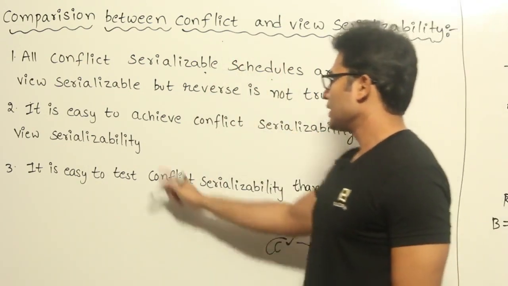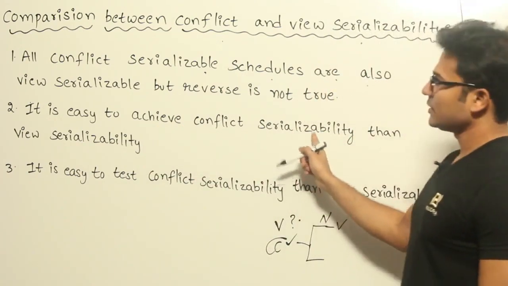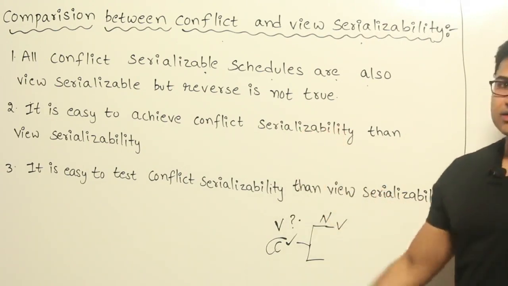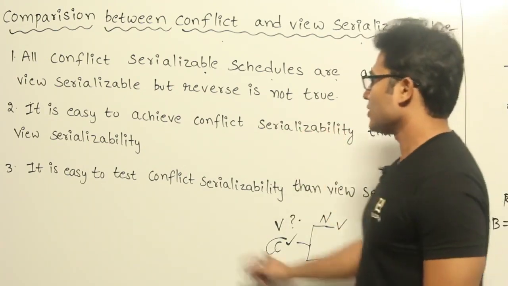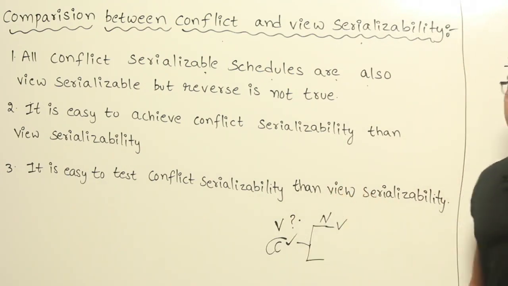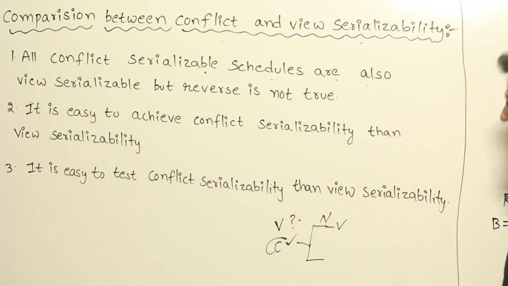Now the next point is, it is easy to achieve conflict serializability than view serializability. Okay, so I'll show you with examples why it is easy, and it is also easy to test conflict serializability than view serializability. We shall see why it is easy. Okay, with graphs I'll explain you these 2 points.